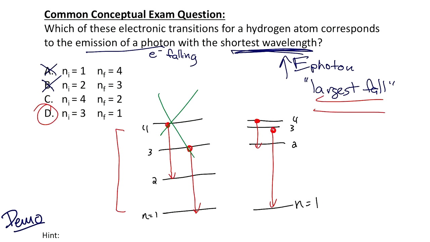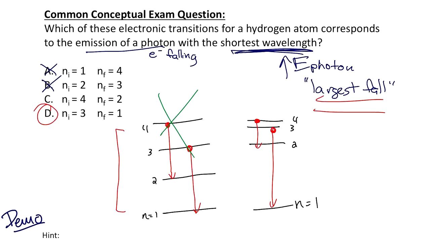I love questions like this because there are so many ways I can ask it without really changing much. Instead of saying emission, I could change it to absorption. So if I said absorption of a photon, what would you look for instead? Jump. Yeah, you want to find the one where the electron jumps. What if I said smallest frequency? What would that mean? You are looking for a big gap or a small gap? Small gap, yeah.